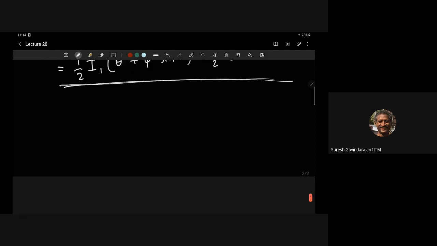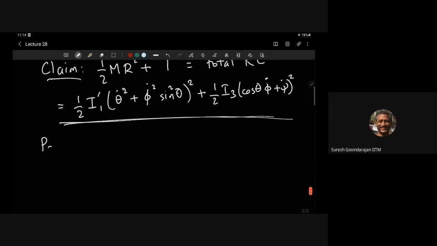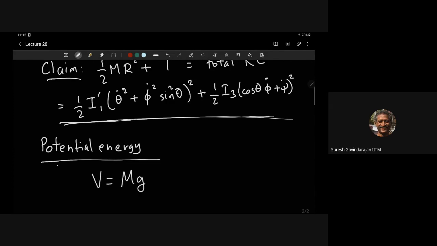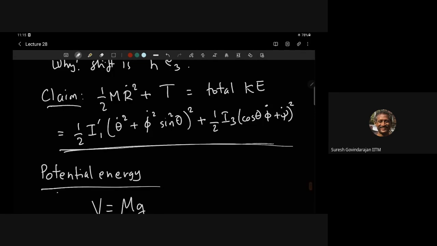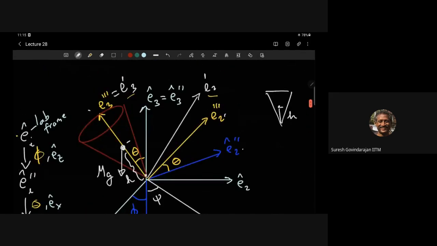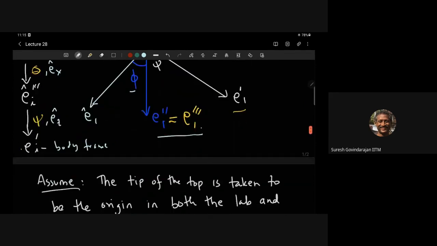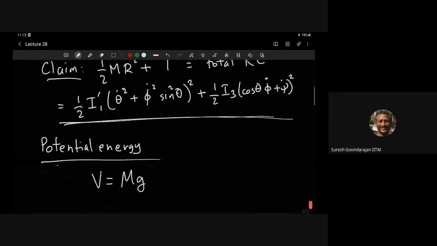So we need to only write what the potential energy is. It is Mg times the z variable. Going back to this picture, that would be h cos theta, so Mgh cos theta. Is this point clear?